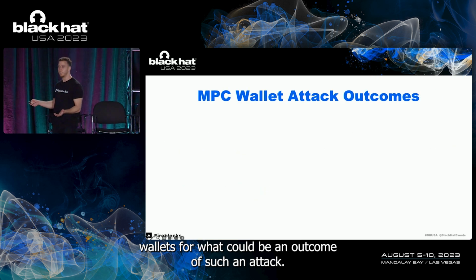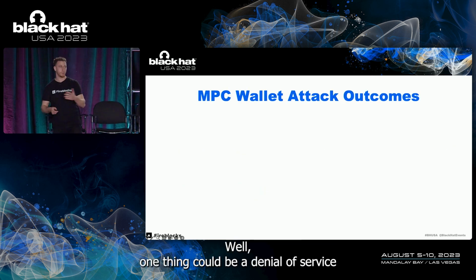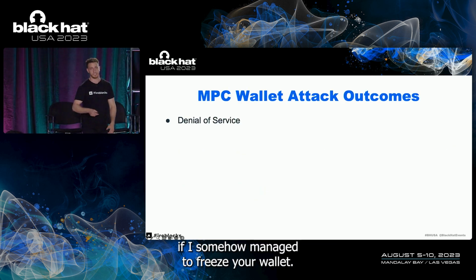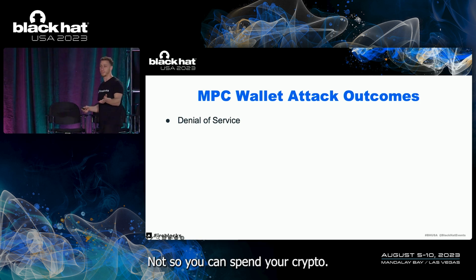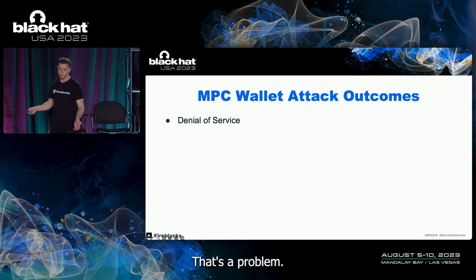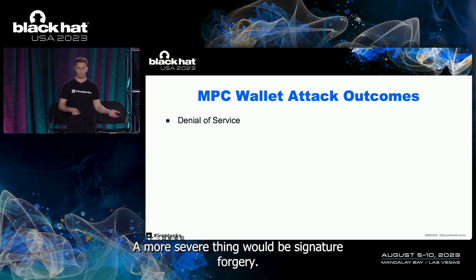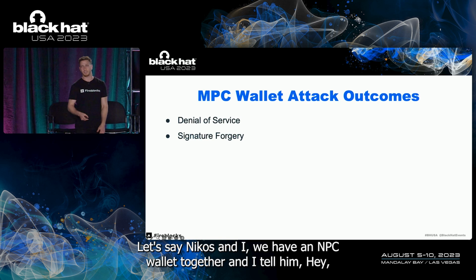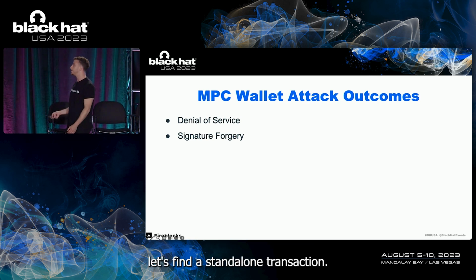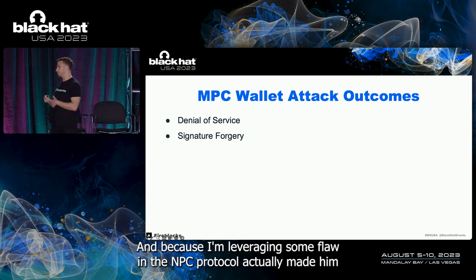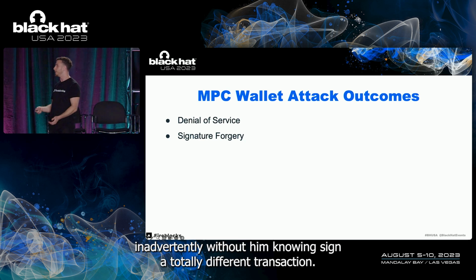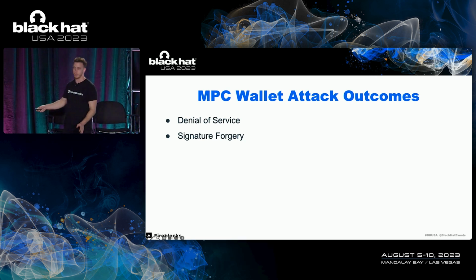What could be an outcome of such an attack? Well, one thing could be a denial of service. If I somehow manage to freeze your wallet, so you can't spend your crypto, that's a problem. A more severe thing would be signature forgery. Let's say Nikos and I have an MPC wallet together, and I tell him, hey, let's sign this $10 transaction. And because I'm leveraging some flaw in the MPC protocol, I actually made him inadvertently, without him knowing, sign a totally different transaction. So that's a problem.